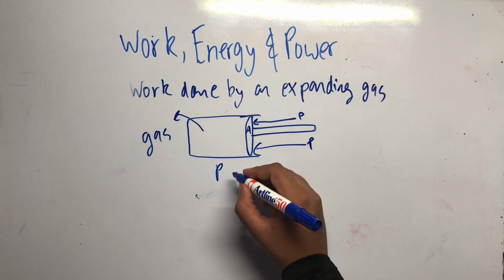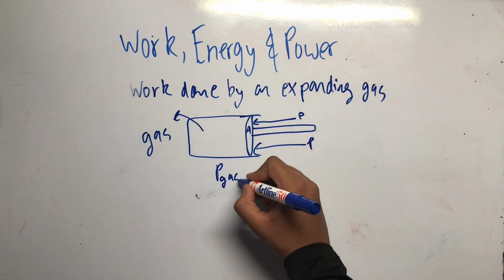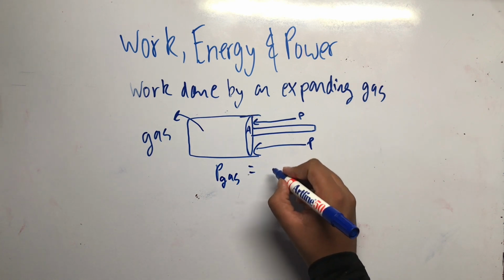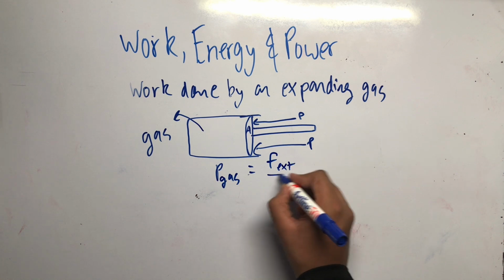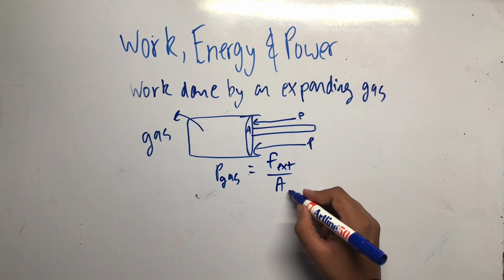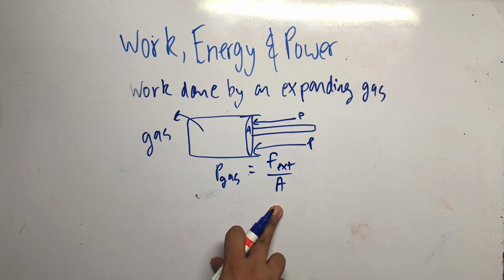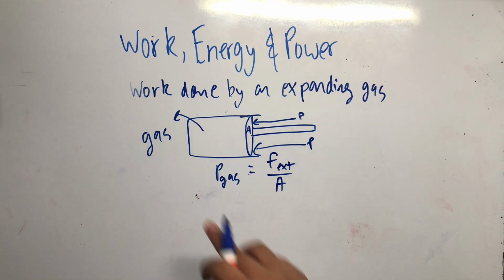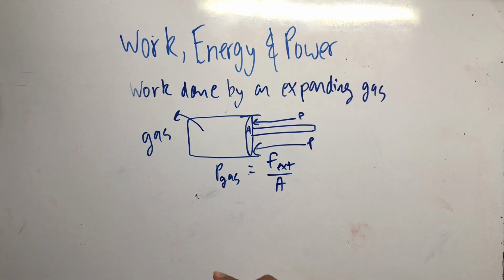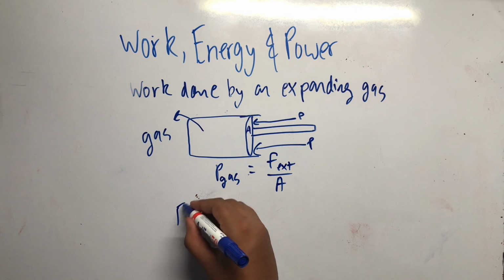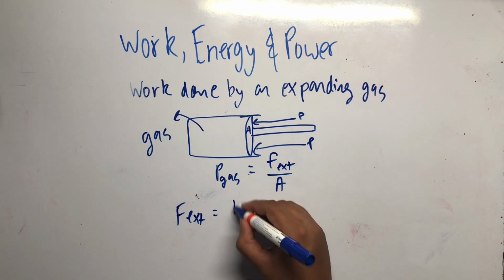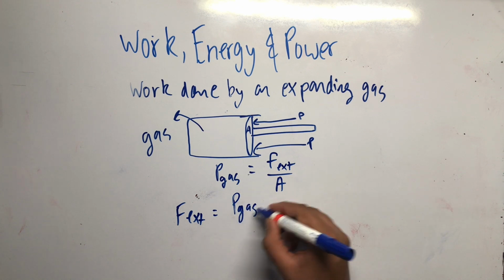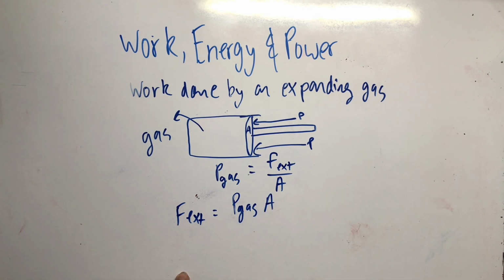So the pressure due to the gas is equal to the force exerted divided by the cross sectional area. Here we know the cross sectional area of the piston and the pressure. We have to find the force exerted by the gas. So simply rearranging, we get that the force exerted by the gas is equal to the pressure of the gas times the area.